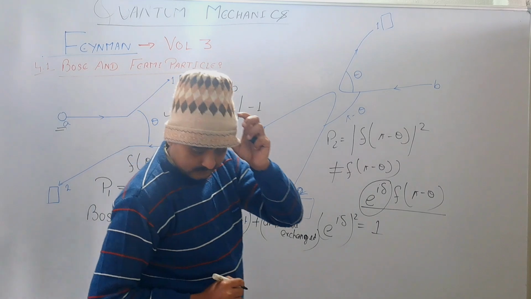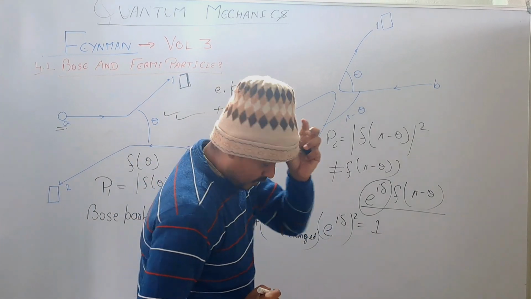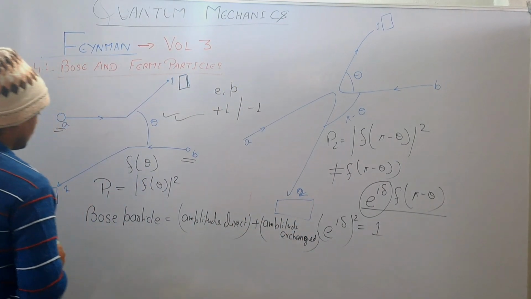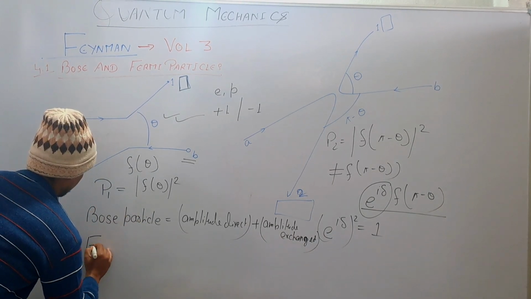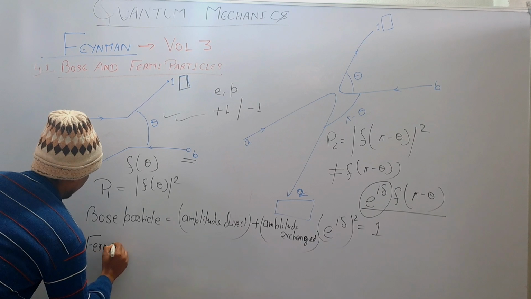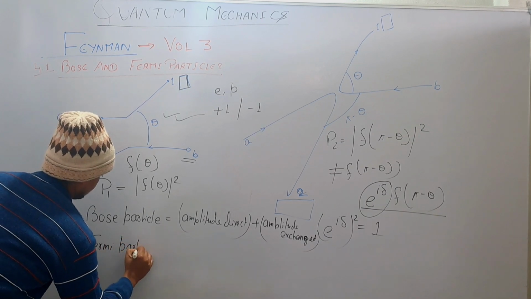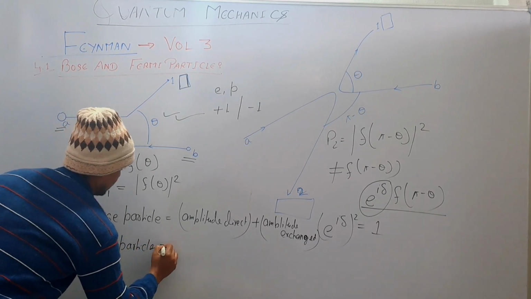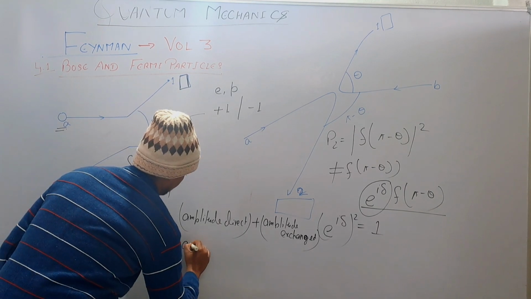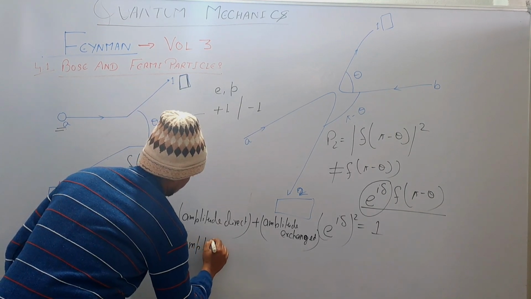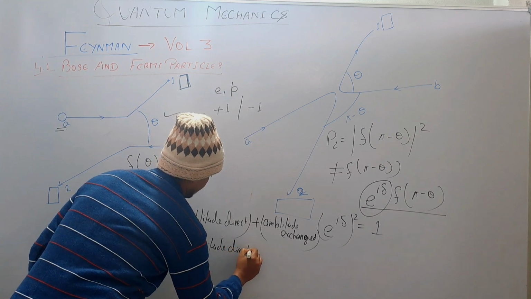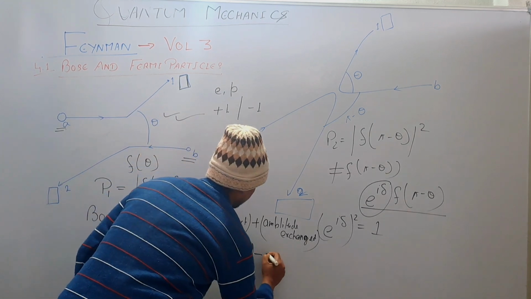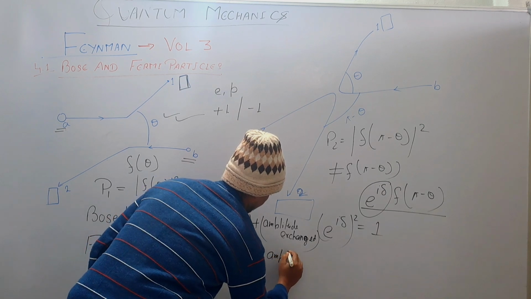Now in case of Fermi particles, the amplitude for scattering of Fermi particles will be amplitude direct minus amplitude exchanged.